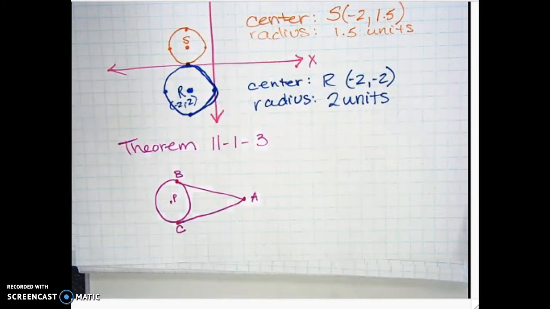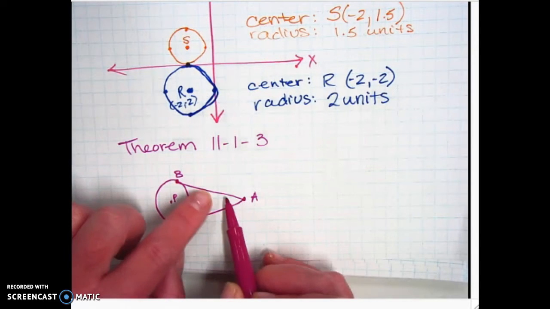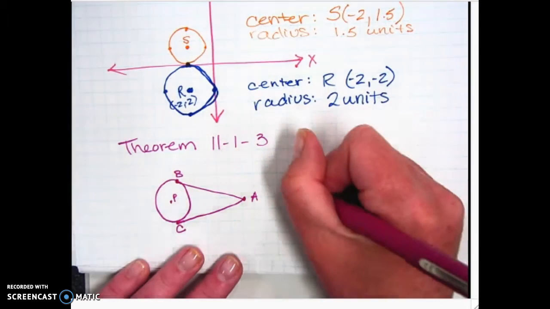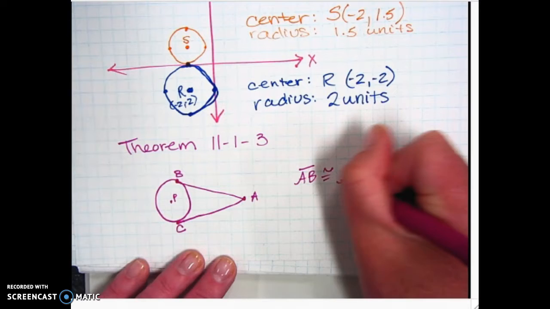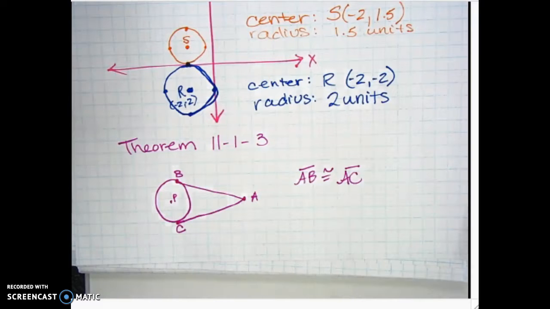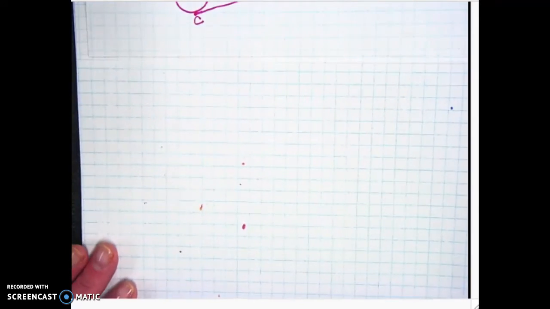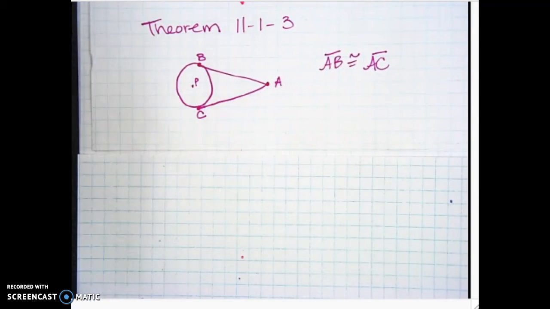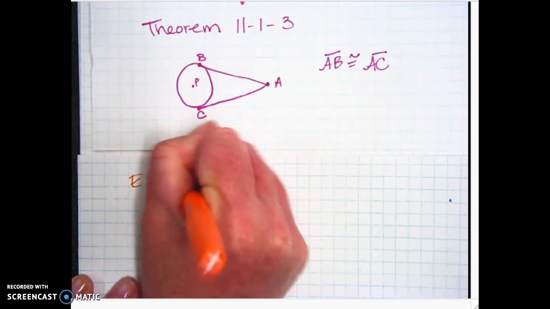Okay? This theorem says that this external point is going to make these 2 segments congruent. So segment AB is going to be congruent to segment AC. That's our first theorem for chapter 11. Which leads us to example number 3. Okay, so example number 3.